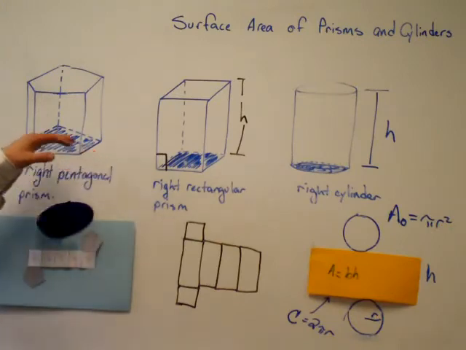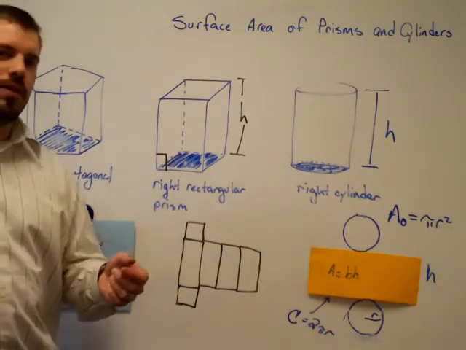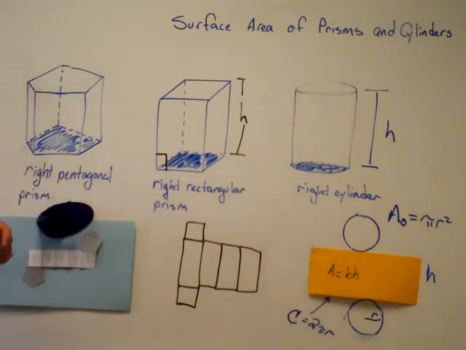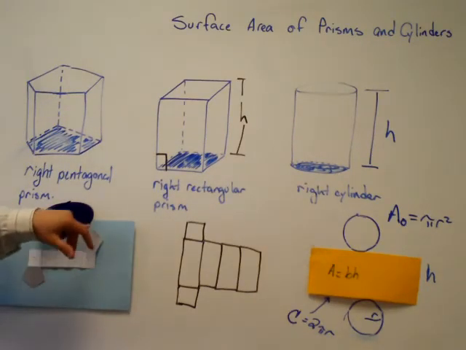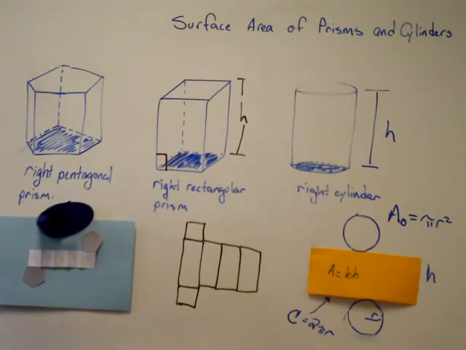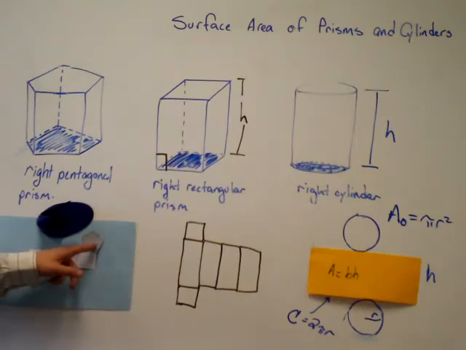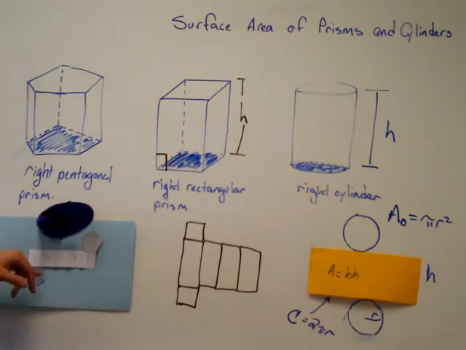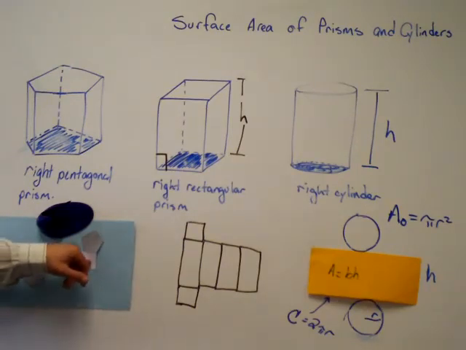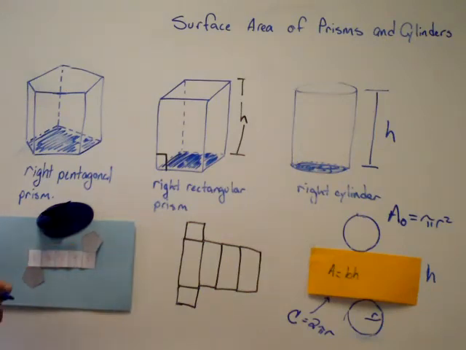And for right rectangular prisms, right pentagonal prisms, really any right prism, the way I would suggest doing that is drawing the net for the figure, which then shows you all of the different faces that you need to add together to find the surface area. You can look back again at other videos for how to find the area of regular polygons, and any rectangle we know is just the base times the height. Alright, so that's how you find the surface area of prisms and cylinders.